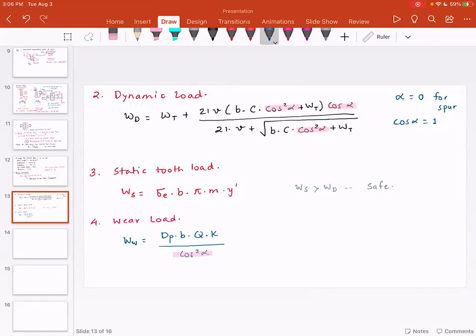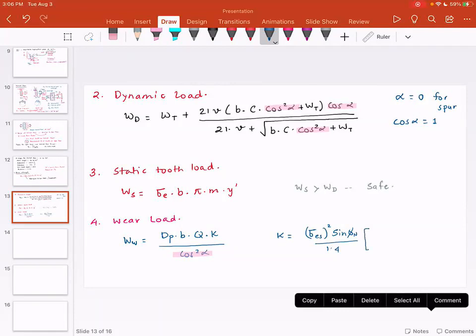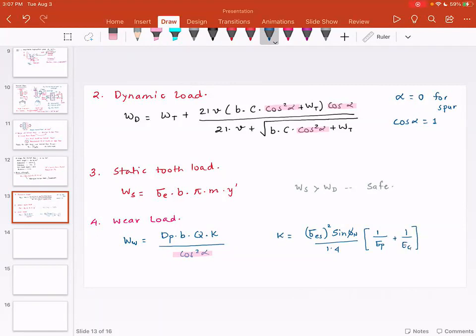or if you want to find out the value of K using the equation, you can use the same equation given for the spur gear with small change, which is the surface endurance strength multiplied by sine of phi n divided by 1.4, in the parentheses 1 divided by EP plus 1 divided by EG, where EP is the Young's modulus for the pinion, EG is the Young's modulus for gear, and phi n is the normal pressure angle.